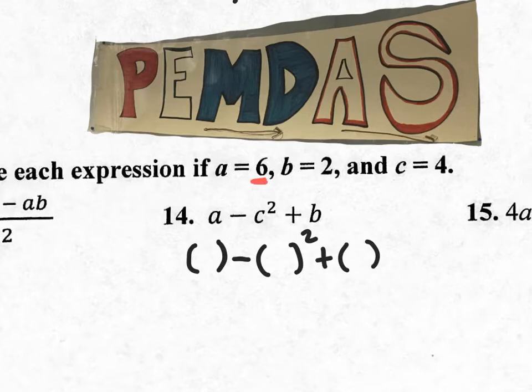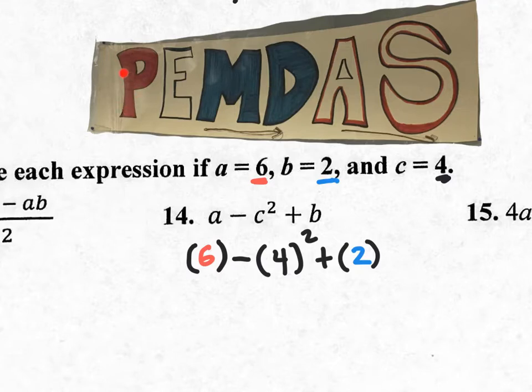The a value is 6, so I'm going to plug in a 6 right there. The b value is 2, so I'm going to put a 2 right here where the b is at. And the c value is 4. I want to put a 4 right there where the c is at. So it's very important that we use parentheses so we don't make mistakes. And now after that, we're going to be using the correct order of operations.